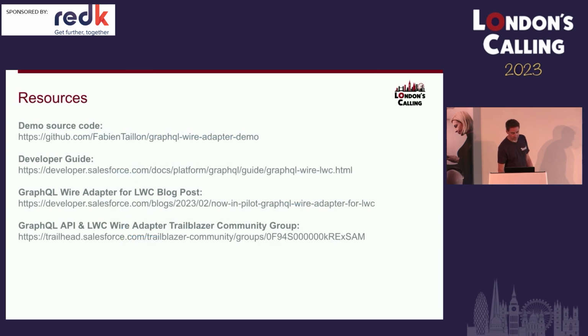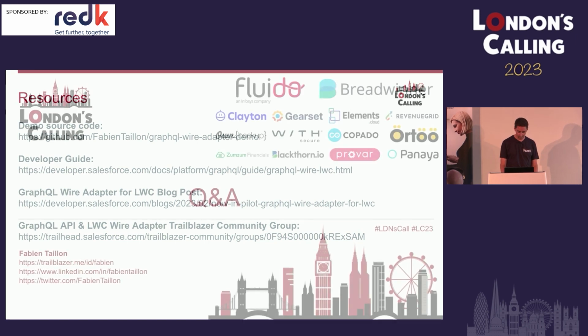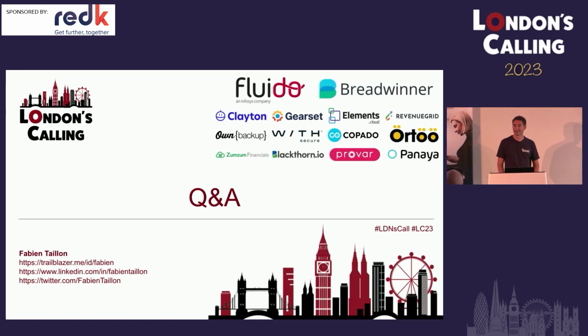So a few resources, as I said: there is a repo. I will publish it only on Monday, Tuesday maybe, because I don't want to publish code that will break on Monday, but in a week it will be there. I already created the repo, it's just empty for now. There is also the developer guide, and a blog post explaining the new GraphQL Wire Adapter and the new community group I just told you about. I think with that, we are pretty good for our Q&A.